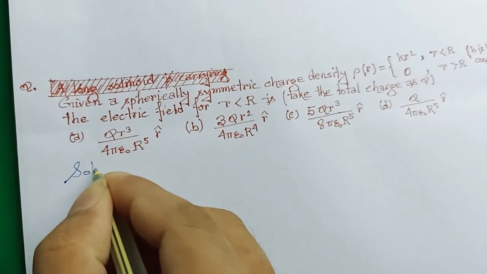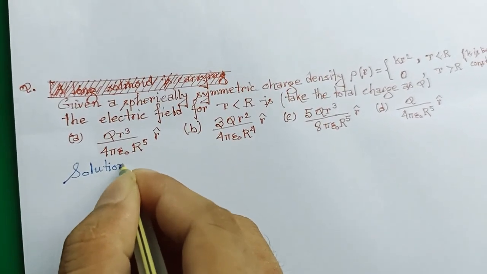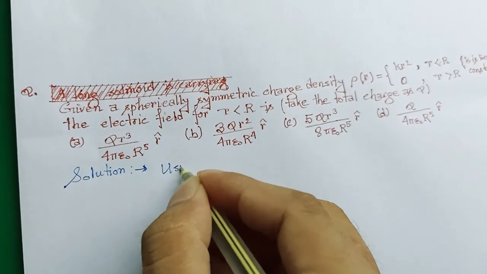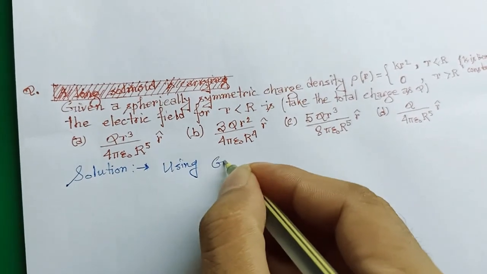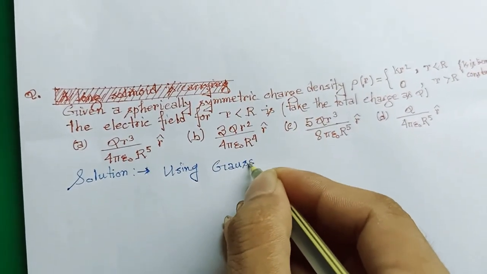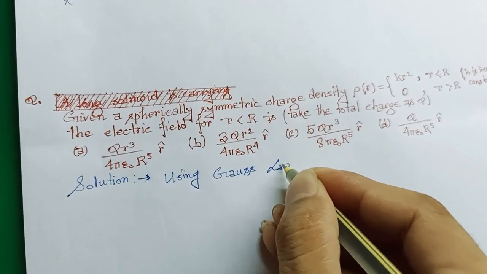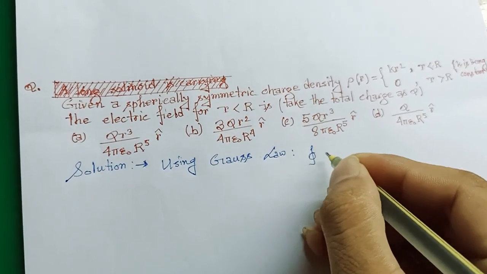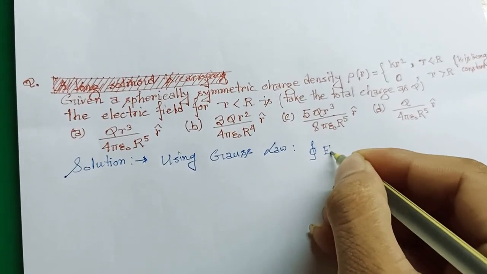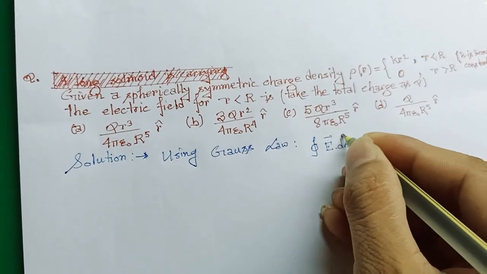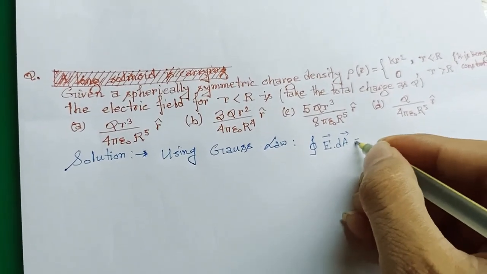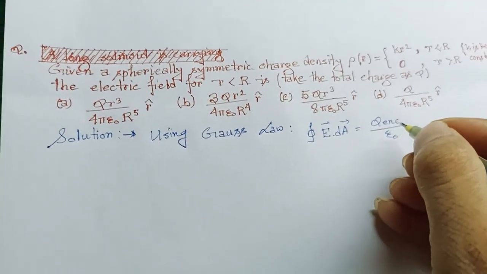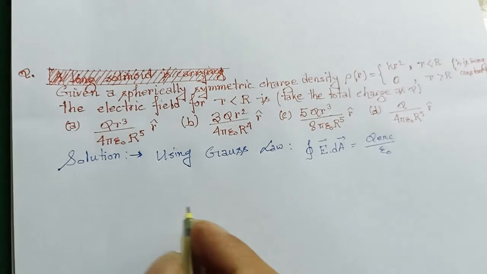Solution. The solution of the question is using Gauss law. From Gauss law we know the electric flux, the closed surface integral of E dot dA, is equal to Q enclosed, meaning the total enclosed charge, divided by epsilon naught.